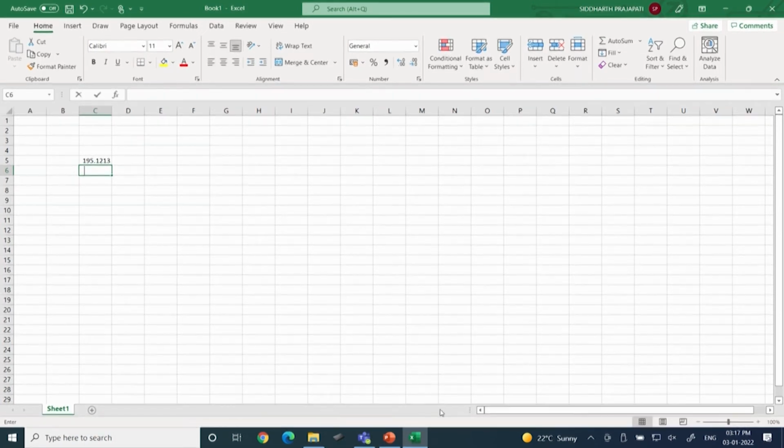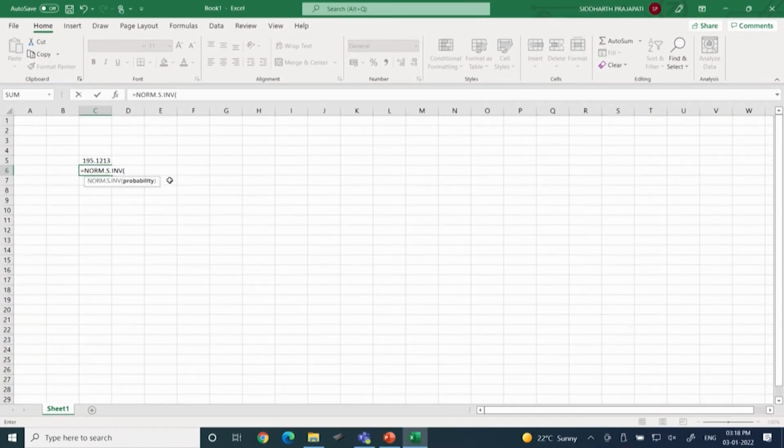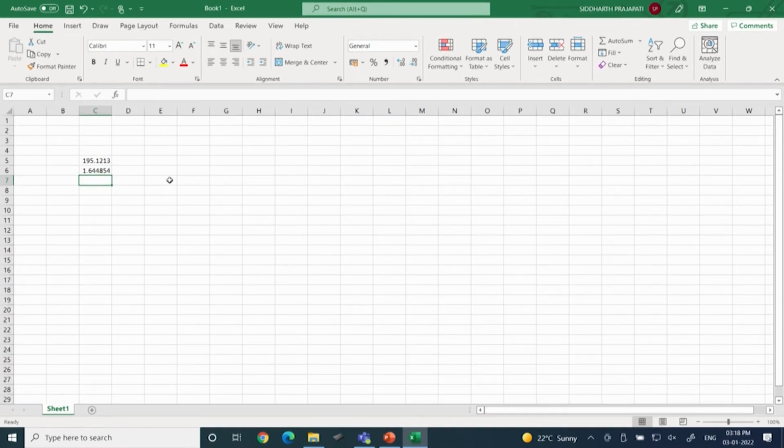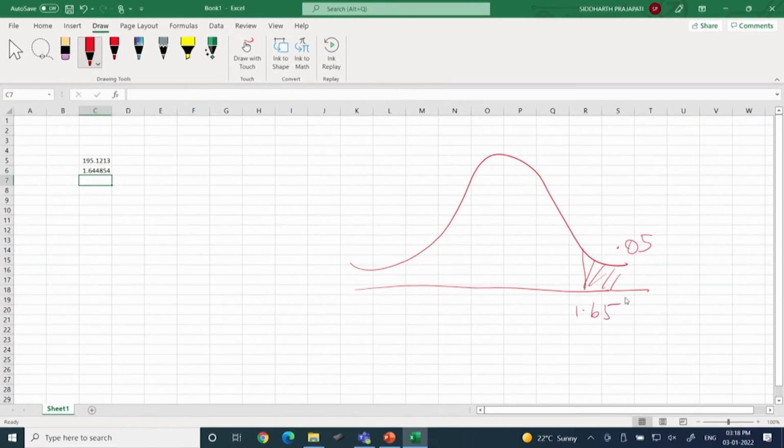There is another formula. Instead of using this formula, NORM.S.INV, probability is 0.95. Okay. So, the value of z is 1.65. You see that. So, we got the z value as 1.65.